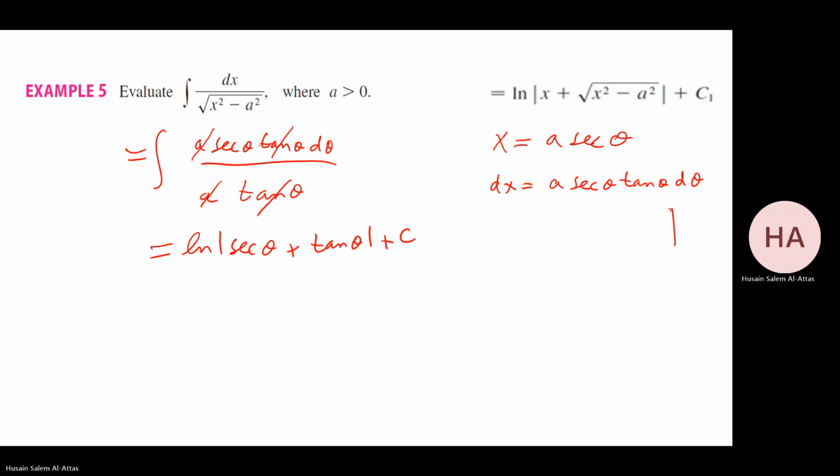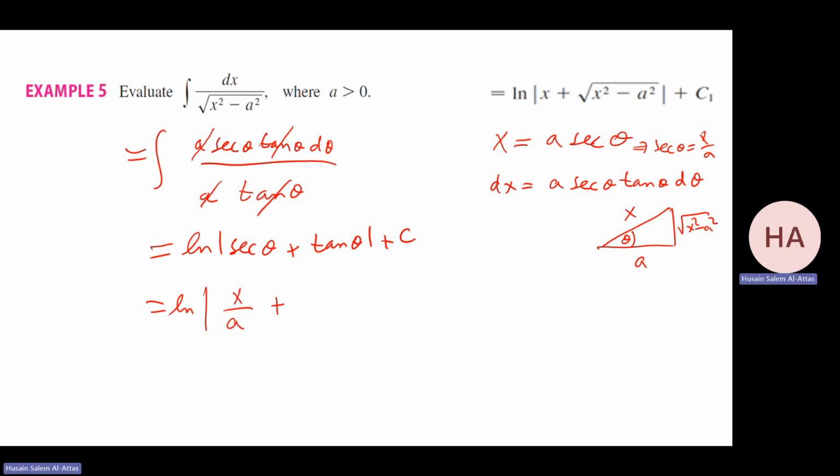Now I do the, this will be x, no, x will be, here I have secant theta is x over a, x is the hypotenuse, this is a, this is square root of x squared minus a squared. Okay, so that will be ln. What is secant? Secant will be x over a. And what is tan? Tan will be opposite over adjacent, square root of x squared minus a squared over a, plus C.